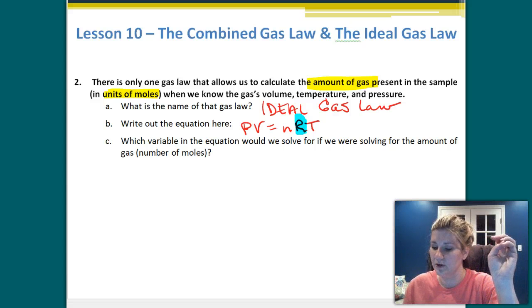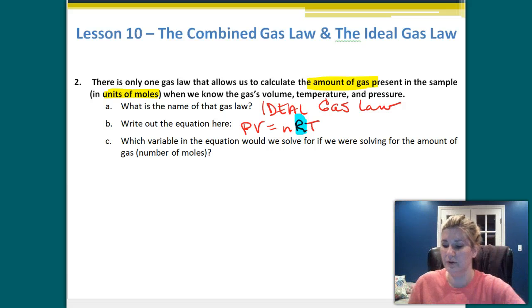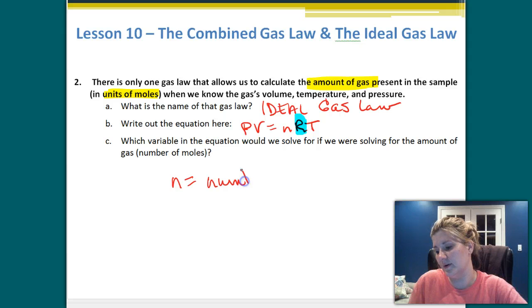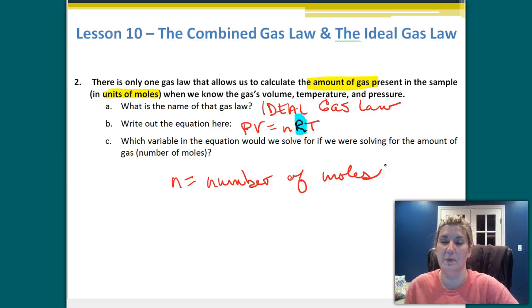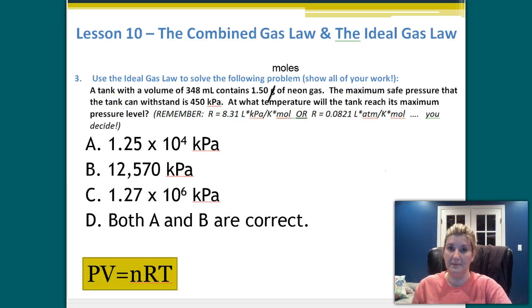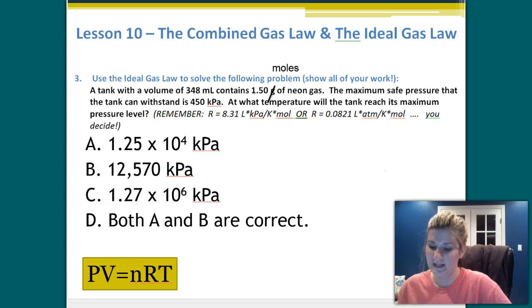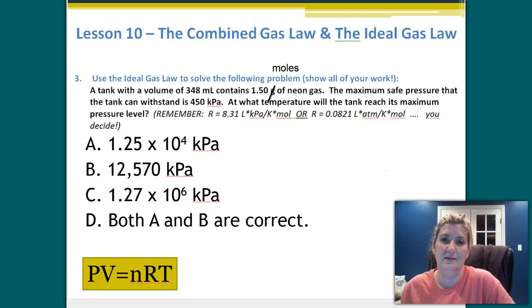Part C here says which variable in the equation would we solve for if we're solving for the amount. And of course that would be n, the number of moles. This is the only equation where we can determine how much gas is there. Nothing is assumed constant here because nothing is changing. Okay? So looking at a quick example of ideal gas law, because the combined gas law is just more practice of our original ones, really.